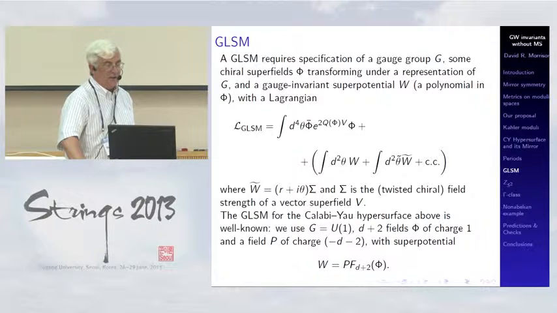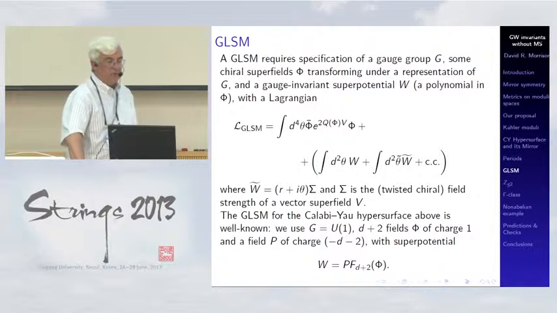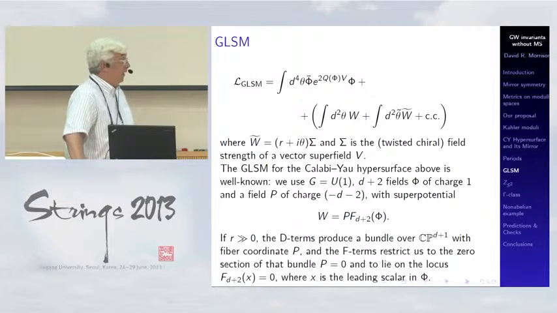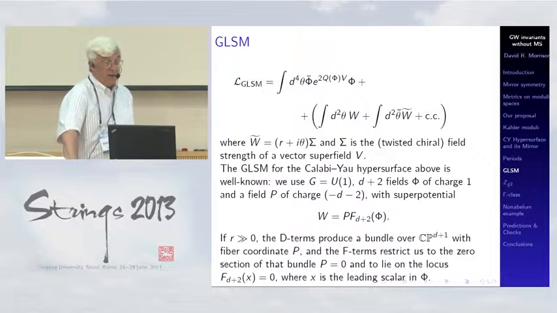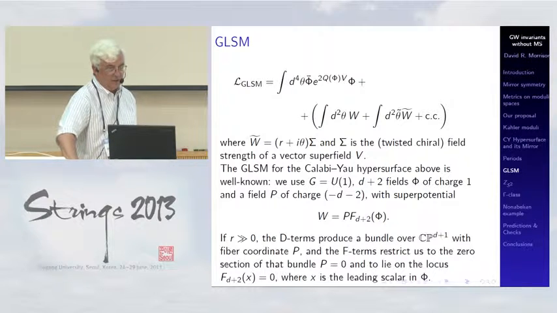And there's a nice superpotential in which I just take my previous homogeneous polynomial of degree D plus 2, evaluate it on those superfields phi, and multiply it by P, making it gauge invariant. And now there's a very familiar analysis which says that if my FI term is sufficiently positive, then the D-term equations, together with the gauge invariance, produce as a geometric space a bundle over CP^(D+1), whose fiber coordinate is P. And the F-terms then restrict us to the zero section of that bundle, which in other words fixes P to 0, as well as setting that polynomial F to be 0. So I get back to the Calabi-Yau manifold that I started with.